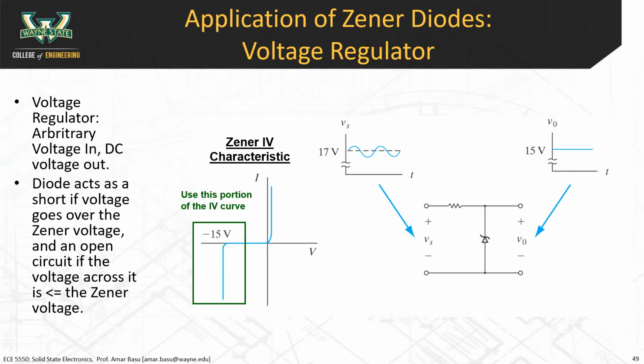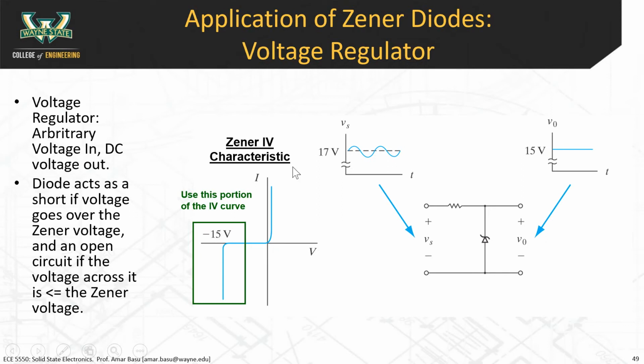Application of Zener diodes. We talked about Zener breakdown in class last time. So the thing about Zener breakdown is it occurs at just a few volts of reverse bias. And you can design the diode to have a certain Zener breakdown voltage. All right, so if we look at the diode characteristic here, let's say, for example, that we designed a Zener diode to have a breakdown voltage of negative 15 volts.